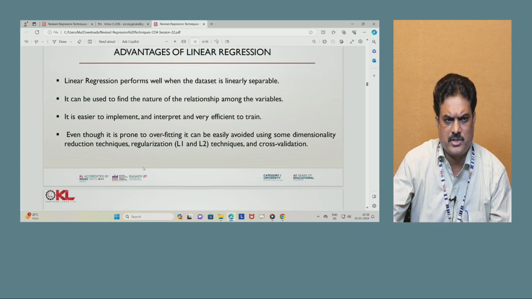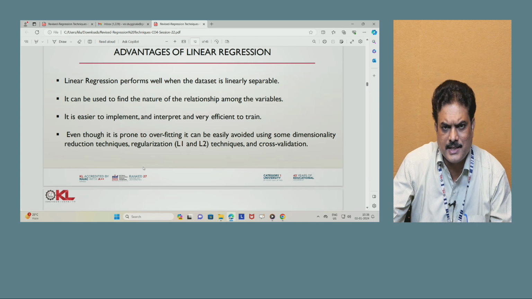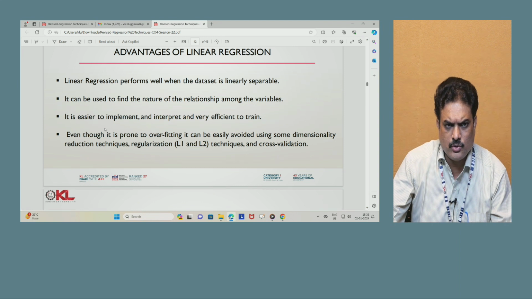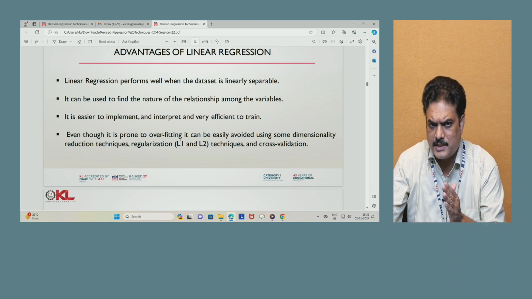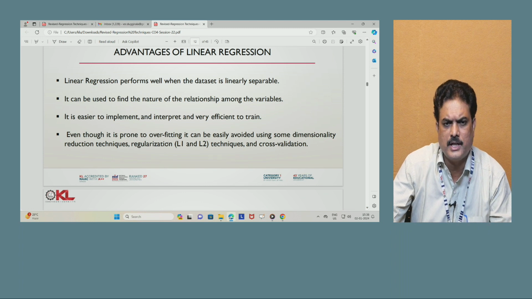Advantages of linear regression: linear regression performs well when the data set is linearly separable. It can be used to find the nature of the relationship among the variables. It is easier to implement and interpret, and very efficient to train. Even though it is prone to overfitting, this can be easily avoided using dimensionality reduction techniques, regularization, that is L1 and L2 regularization techniques, and cross validation.